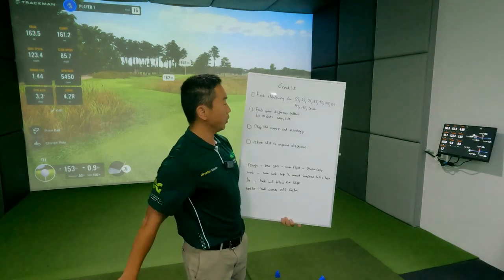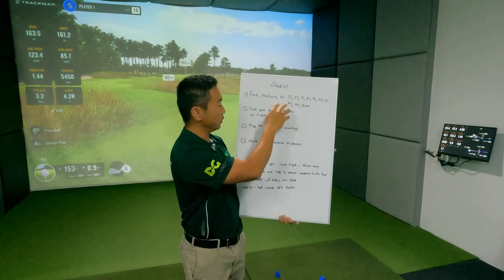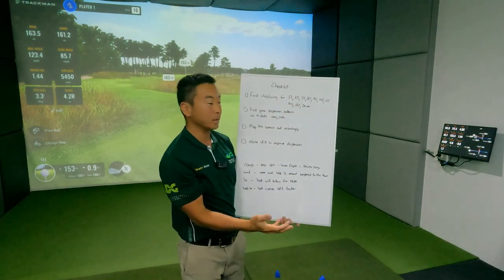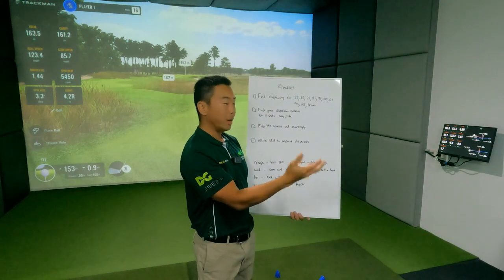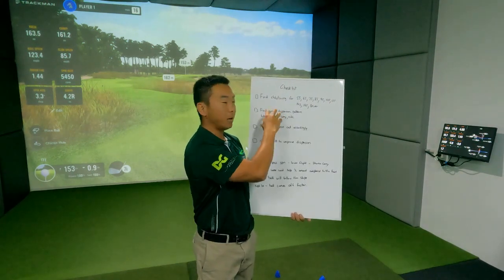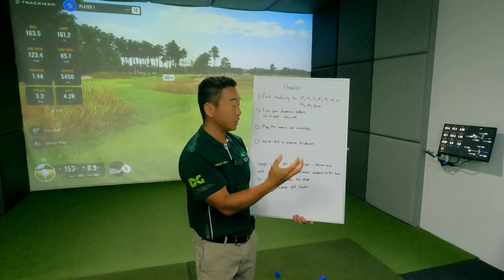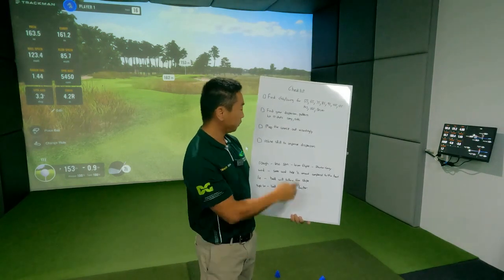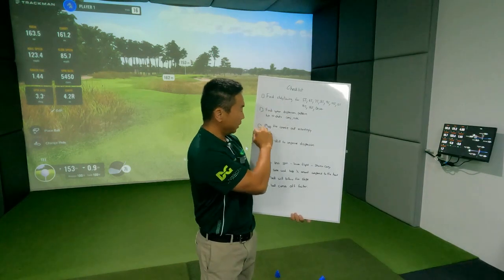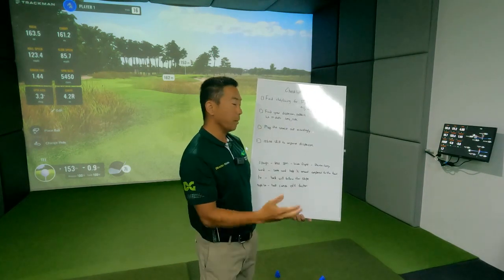The next checklist that we want to do is based on these numbers, we need to know what our dispersion pattern is. So hitting 10 shots at 55 meters, and then quickly having a look at what is my dispersion pattern, because that then is going to be the critical driver of how you're going to determine and play the game of golf.